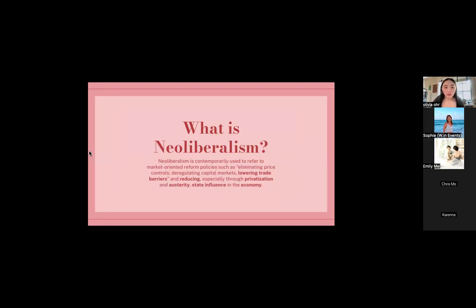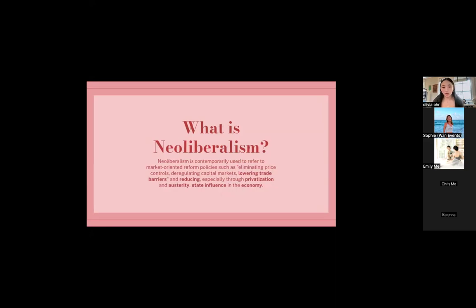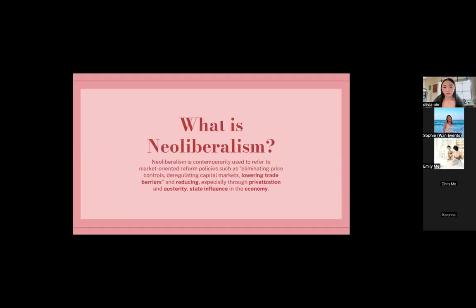So second, we have neoliberalism. It's what we use to refer to market-oriented reforms or policies like eliminating price controls, deregulating capital markets, and lowering trade barriers, and reducing, especially through privatization and austerity, state influence in the economy. So this is just functionally a less regulated version of cap.